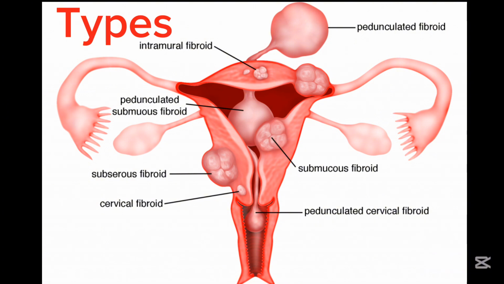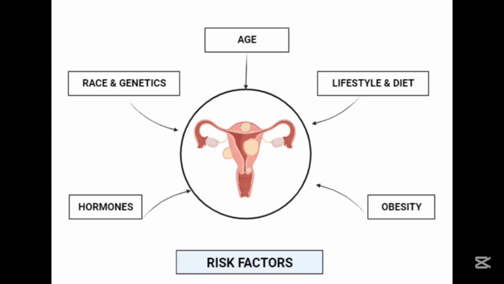So what causes fibroids? There are various causes of fibroids, such as hormonal influence. For hormonal influence, this is where we have things such as estrogen and progesterone, hormones that regulate the menstrual cycle, promoting fibroid growth. This explains why fibroids often grow during pregnancy when these hormone levels are high, and they shrink during menopause when these hormone levels are low.